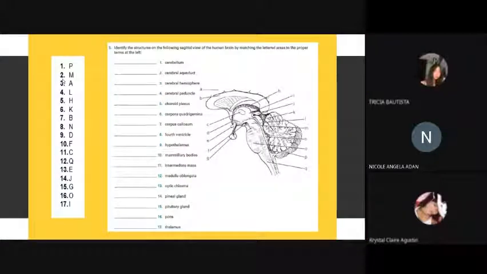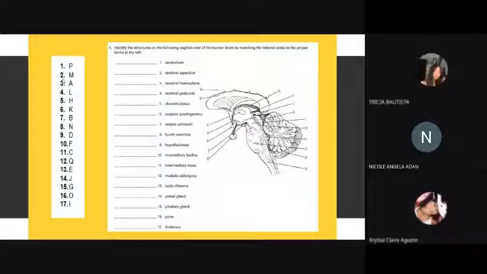Hello everyone, my name is Crystal Claire C. Agustin, and for number 5, identify the structures on the following sagittal view of the human brain by matching the lettered areas to the proper terms at the left. So for number 1, cerebellum, it is located at location P. For cerebral aqueduct, it is located in location M.